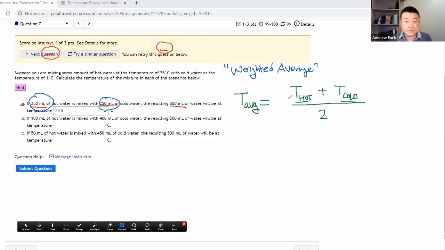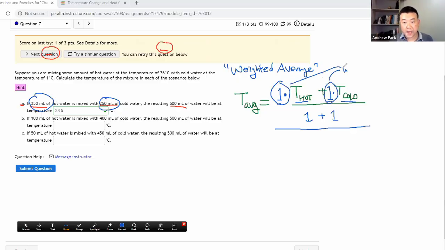So I could be explicit about that by saying, all right, 1 times the temperature of the hot water plus 1 times the temperature of the cold water. And in the denominator, instead of 2, I could say that's the sum of these weights, so 1 plus 1. So this is the regular average that you already know, expressed in the language of the weighted average. These things that I wrote here, these are what we call weights.